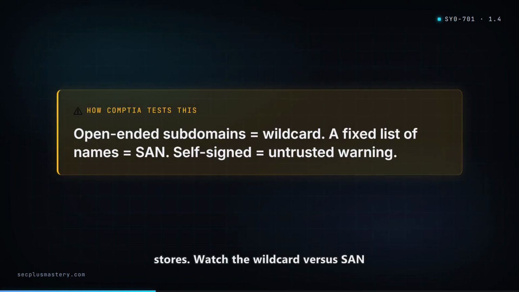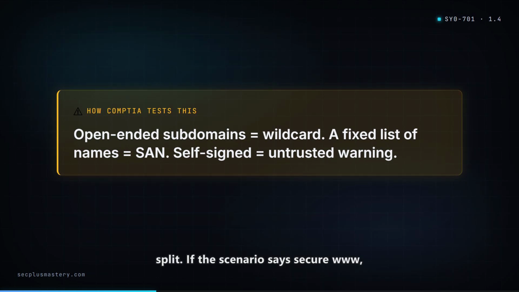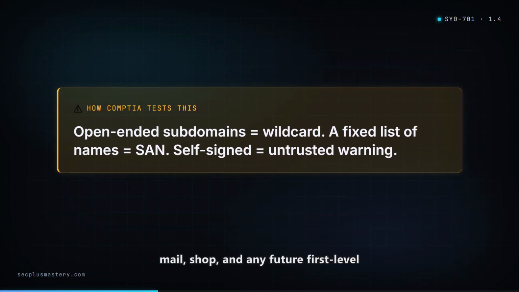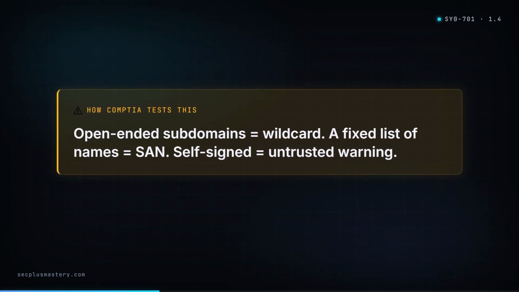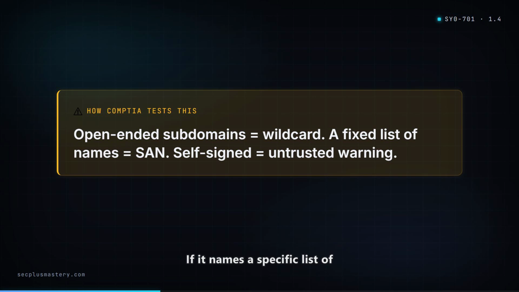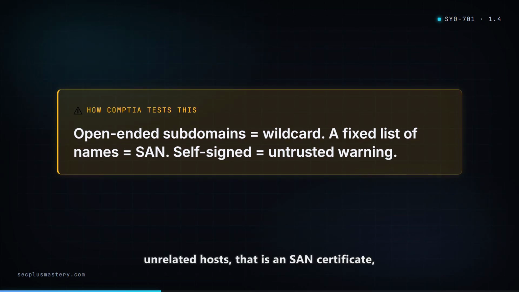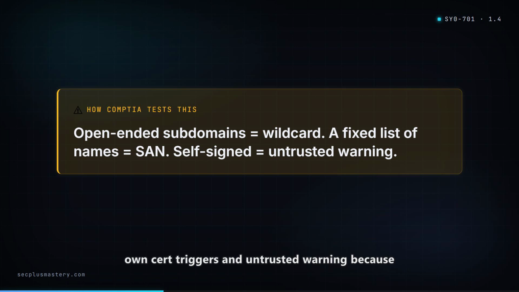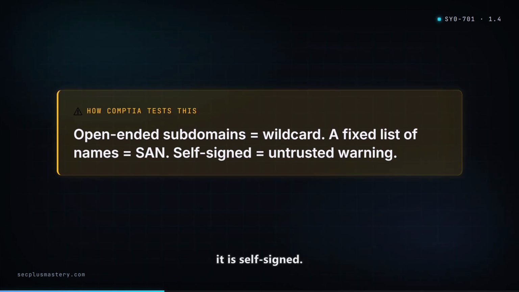Watch the wildcard versus SAN split. If the scenario says secure www, mail, shop, and any future first-level subdomain without reissuing, that is open-ended, so the answer is a wildcard. If it names a specific list of unrelated hosts, that is a SAN certificate. And an internal server that signed its own cert triggers an untrusted warning because it is self-signed.